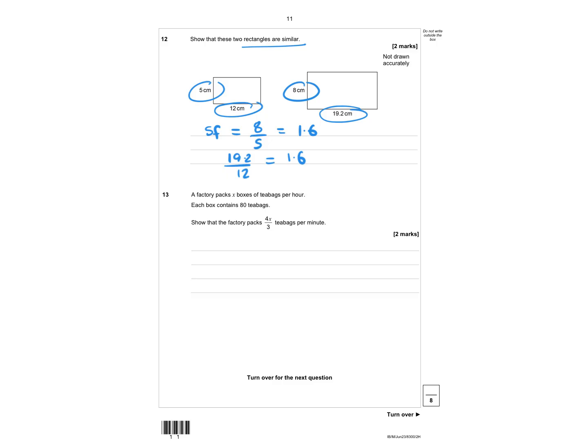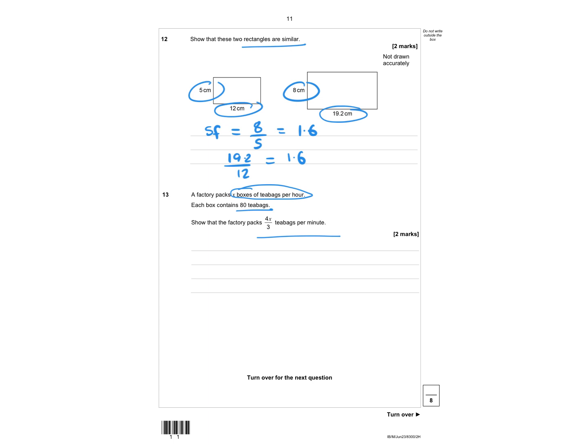Question 13. A factory packs x boxes of tea bags per hour. Each box contains 80 tea bags. Show that the factory packs 4x over 3 tea bags per minute. So there are x boxes per hour, and there are 80 tea bags per box.